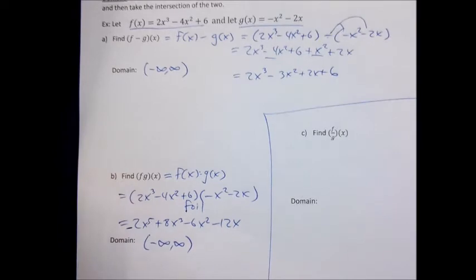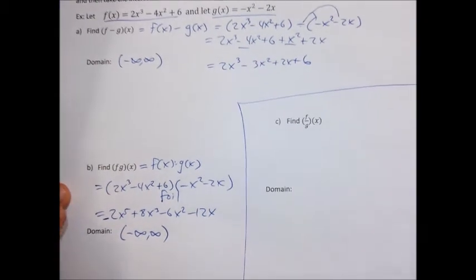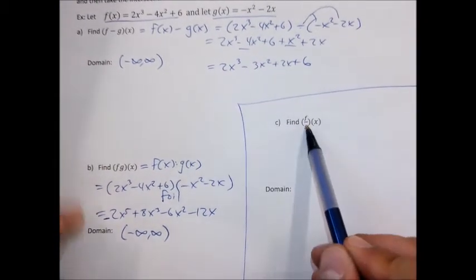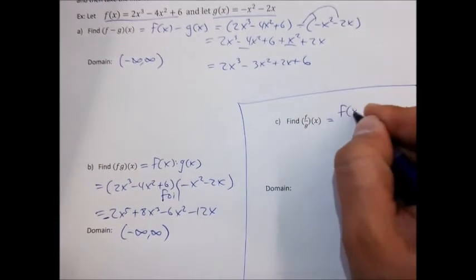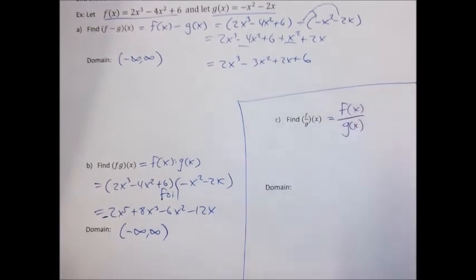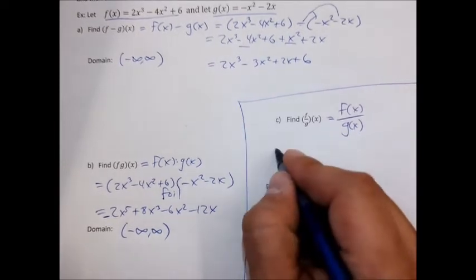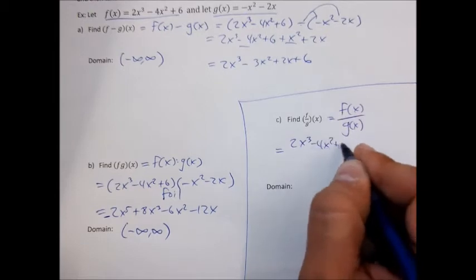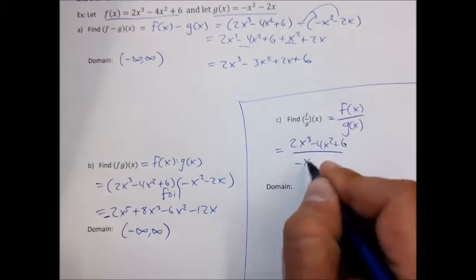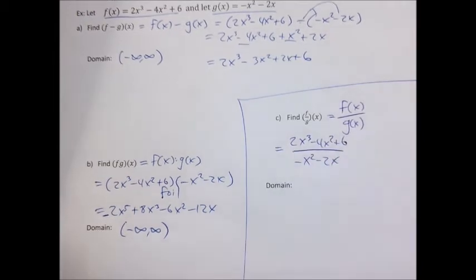All right. This last one is the one that actually we have to think about a little bit. So this notation means divide the two, right? And so when we divide f and g, we will get this. Okay? All right.